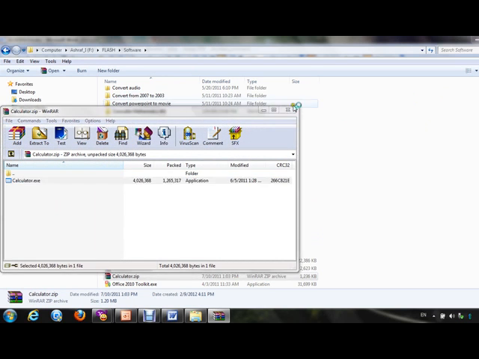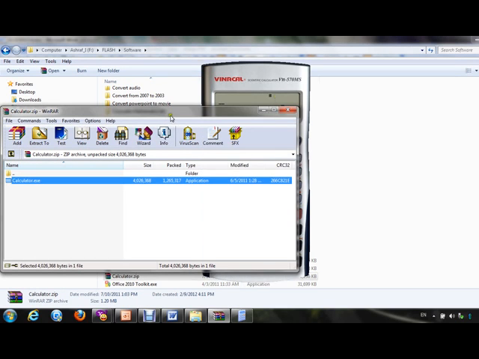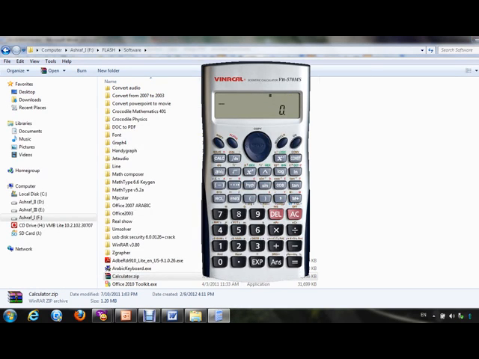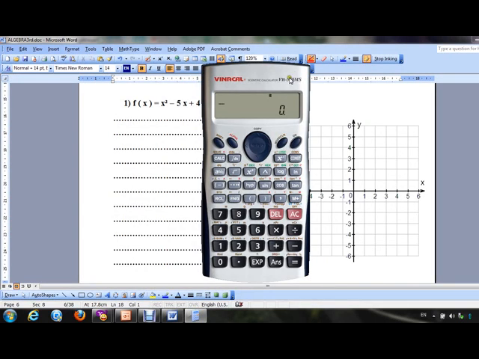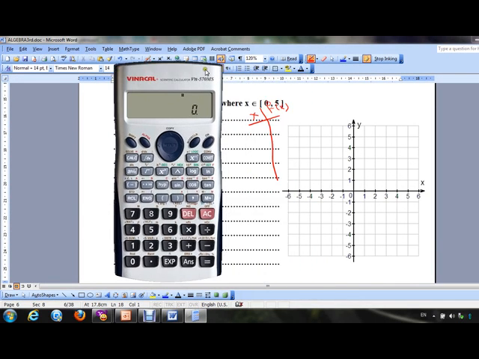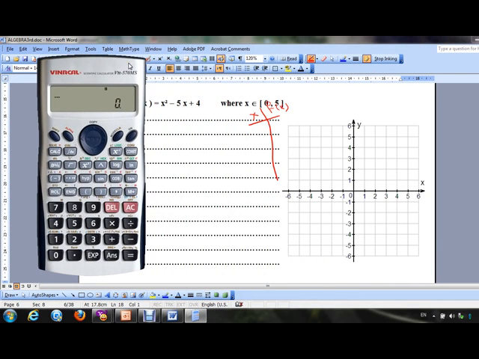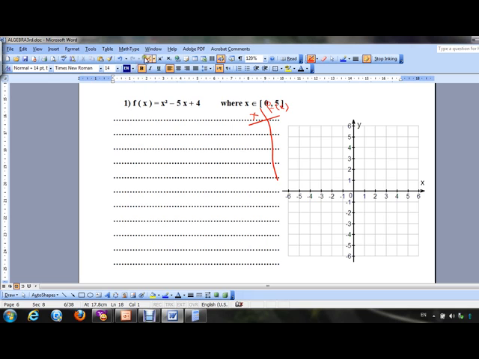This is my scientific calculator. I'm going to use it to make my table on the calculator. So I'm going to put the numbers between 0 and 5. The numbers are 0, 1, 2, 3, 4, 5.